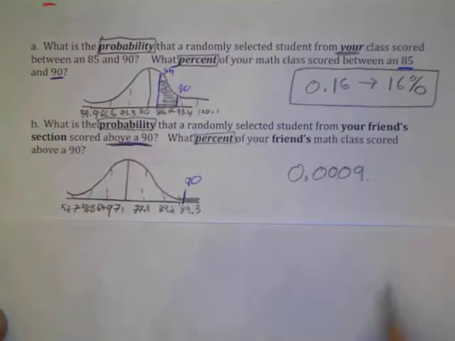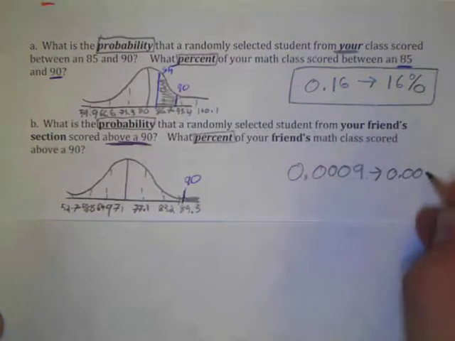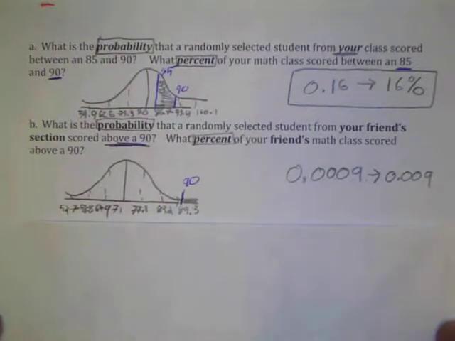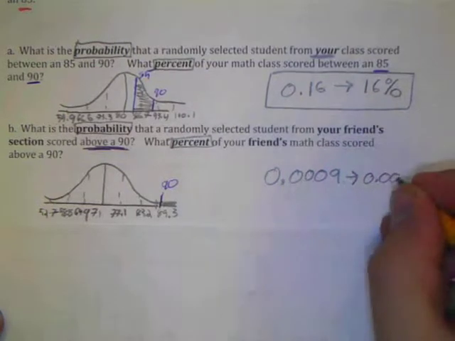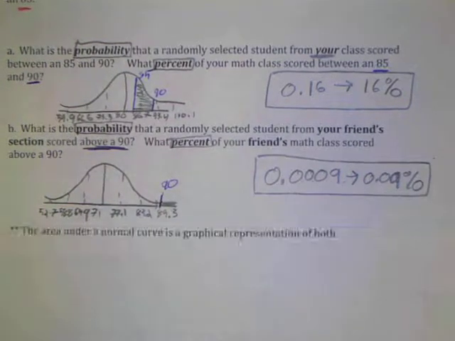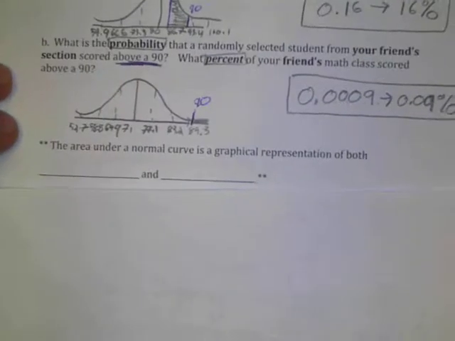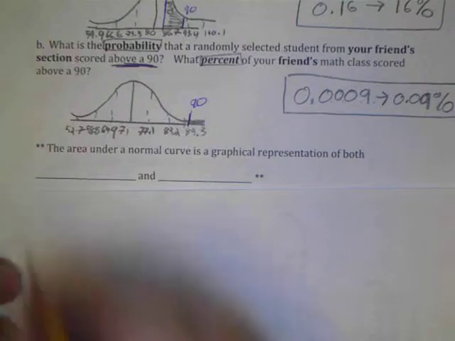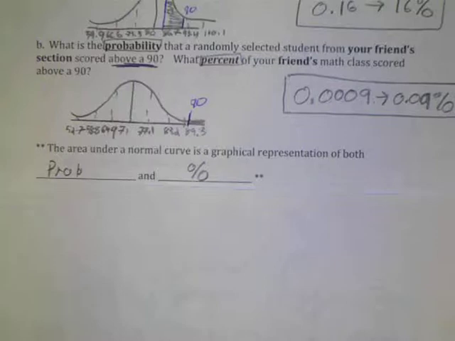Now I have it in terms of the probability. I want to take that to a percent, multiply it by 100. And I get 0.09. Added 1 too many. Percent. All right, so the area under the curve, what we've been shading, is a graphical representation for probability and percent, depending on how you want to look at it, probability and percent.